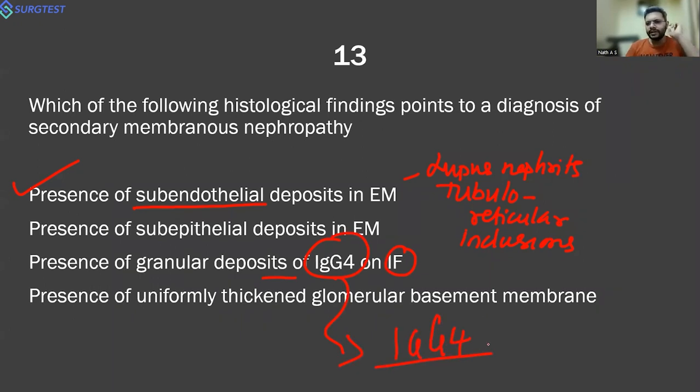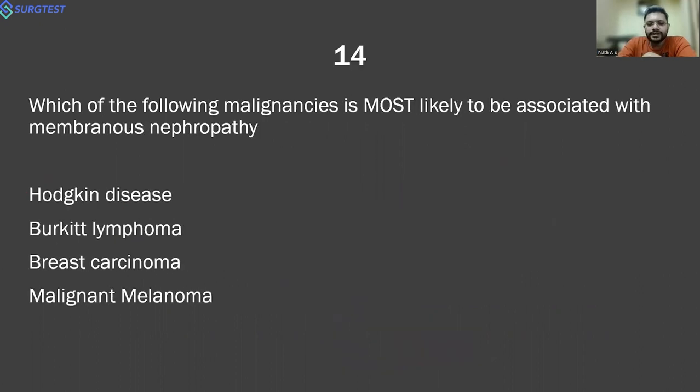This question I got when I wrote the exam. Which class of IgG is there in primary membranous nephropathy? In primary or idiopathic membranous nephropathy, what is the class of IgG? As you all know, there are four classes: IgG 1, 2, 3, 4. In primary or idiopathic membranous nephropathy, the class of IgG is IgG4. It's there in a small part of Harrison. It's hidden, basically. And presence of uniformly thickened GBM is the prototype feature.